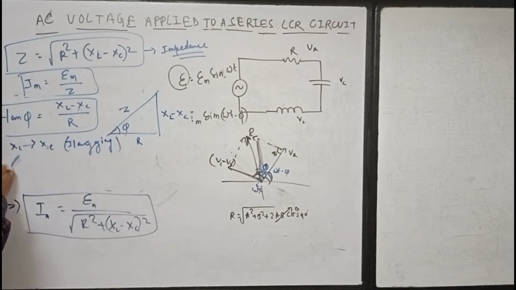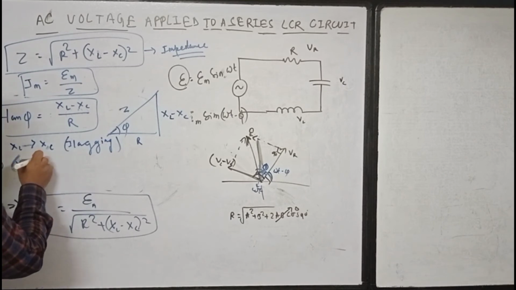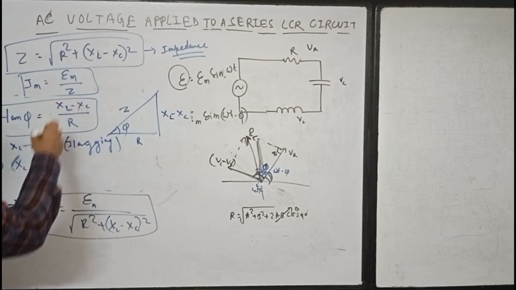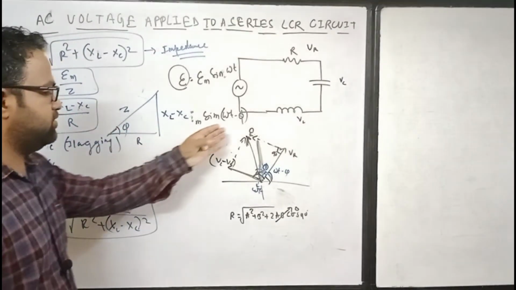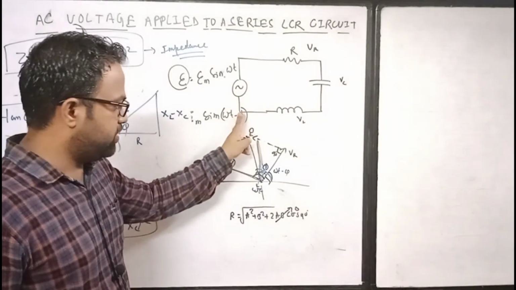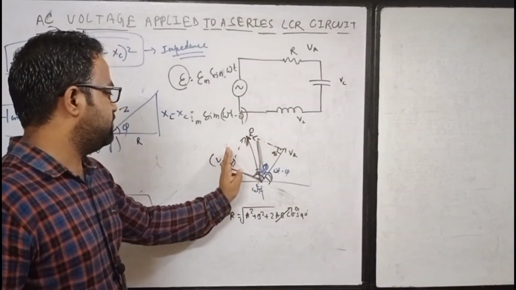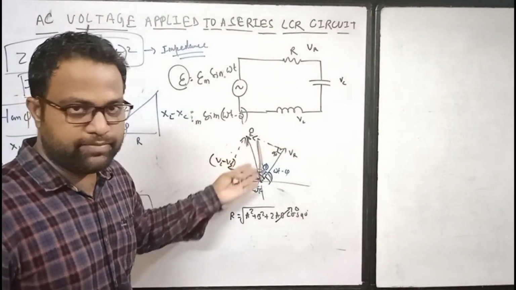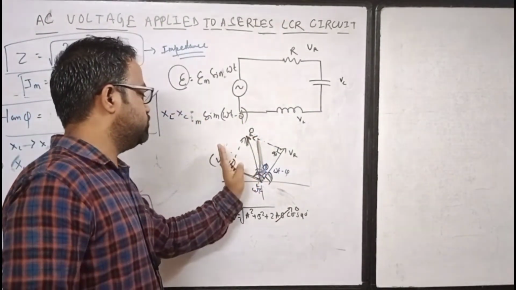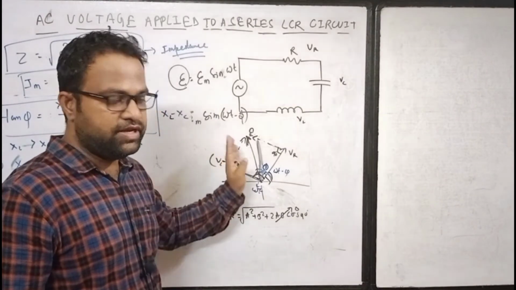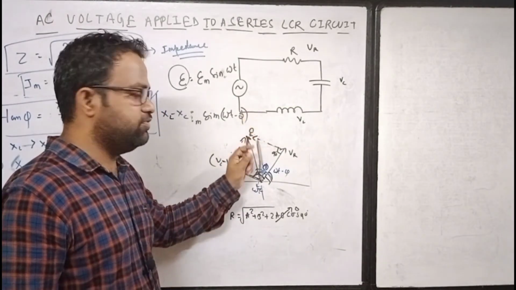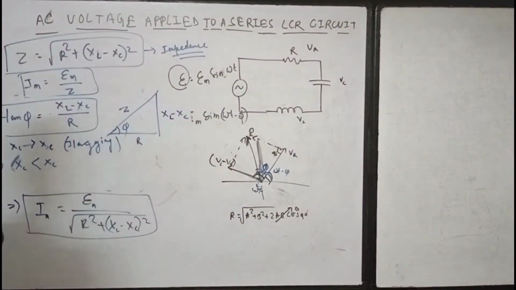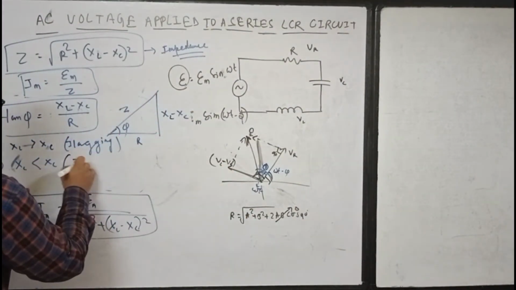Second case, if XL is less than XC, then you will get a negative phi. For negative phi, this quantity will become positive. So I will come to the right side of your applied voltage E. That means I will lead, or you can say your EMF will be lagging behind the current, right? So I will be leading.